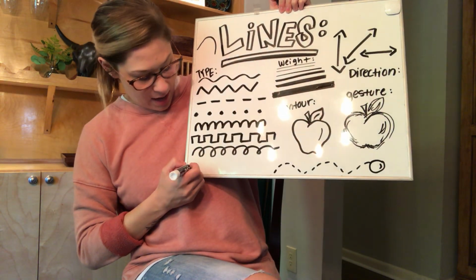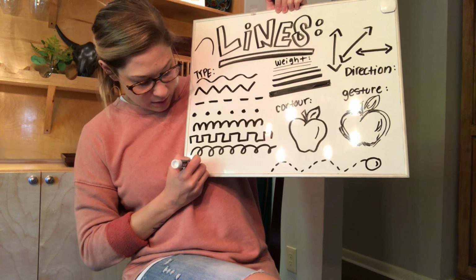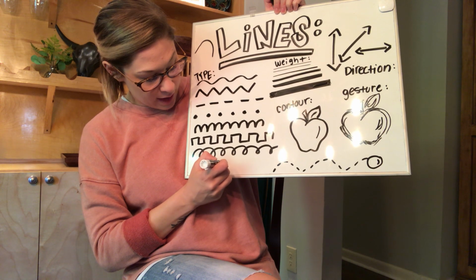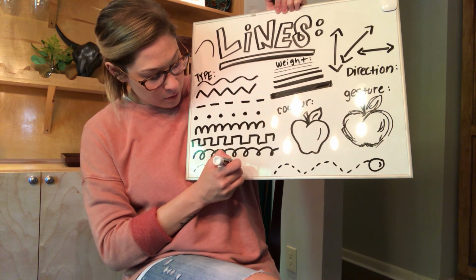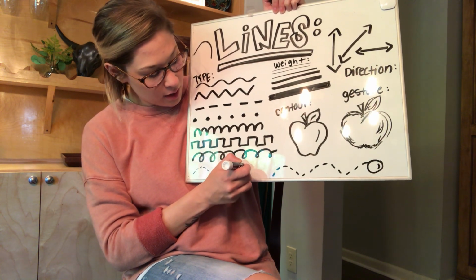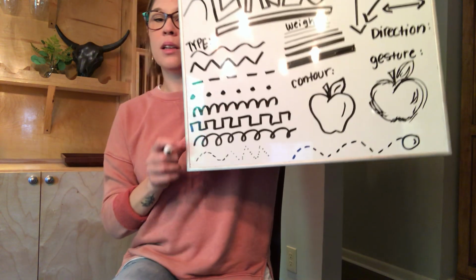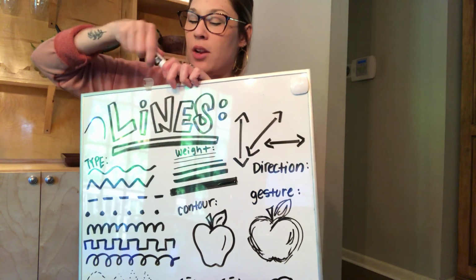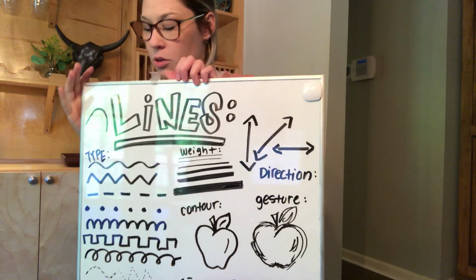What if I wanted to make a wavy line that's made up of dashed lines, right? Or a zigzag line that's made up of dots, or a dotted line. So there are many ways you can combine different types of lines as well. And then for my older kiddos, we talk about how lines can help us show different things.